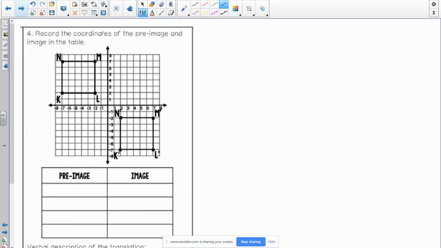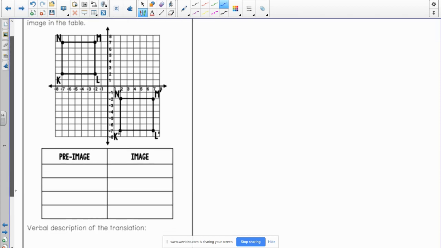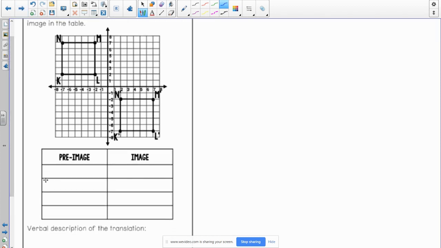Okay, next problem. We got another one. This time, if you want to pause it, try it on your own, and then see if you get the same answer I do at the end here. So we'll go K, L, M, N, K. This one's our pre-image. Notice there's no prime on it. So K is -7, 2. L is -2, 2. M is -2, 7. And N is -7, 7.